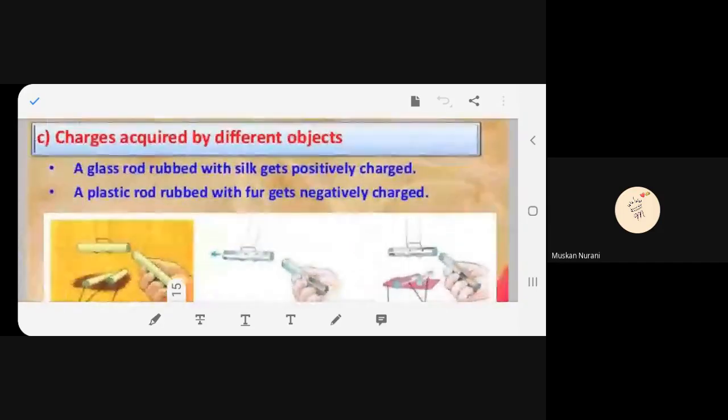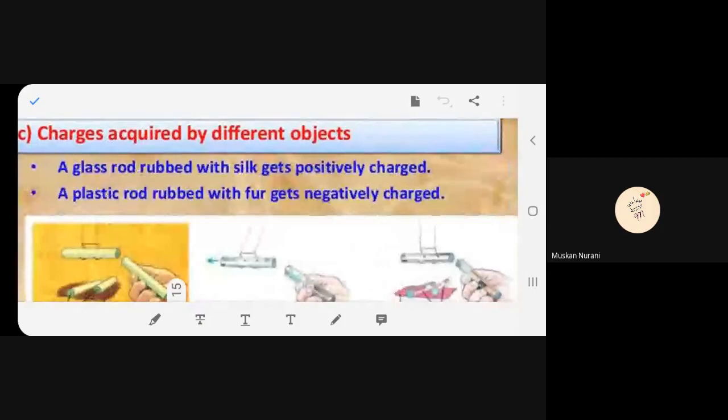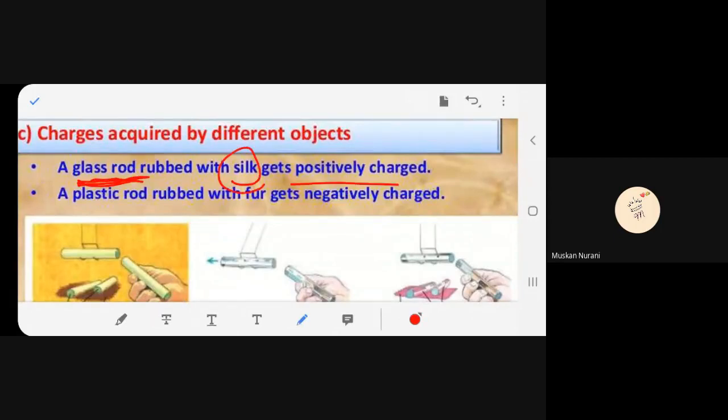Now let's see what charges are acquired by different objects. Number C. Charges acquired by different objects. A glass rod rubbed with silk gets positively charged. A plastic rod rubbed with fur gets negatively charged. So it depends upon what you are rubbing it with. The object with which you are rubbing it, the object will get the charges. For example, let's take the first one, a glass rod. When it is rubbed with silk, which charge does it get?